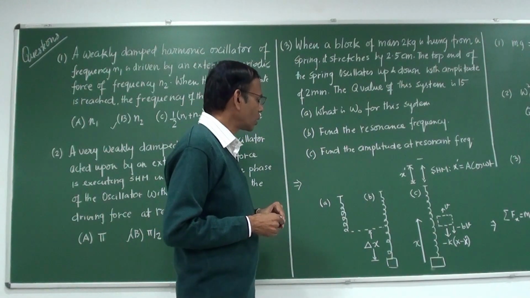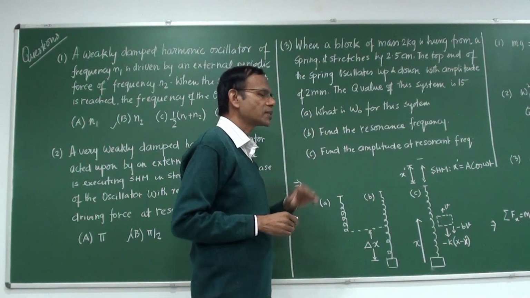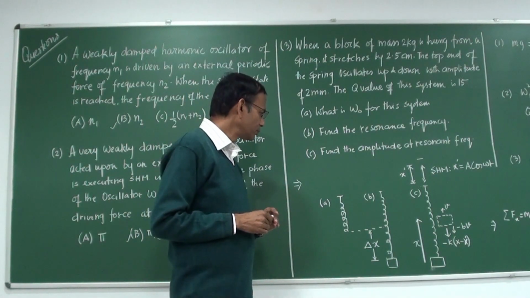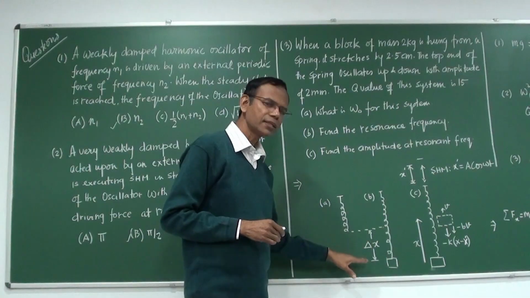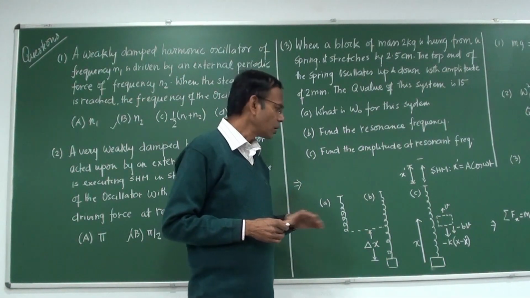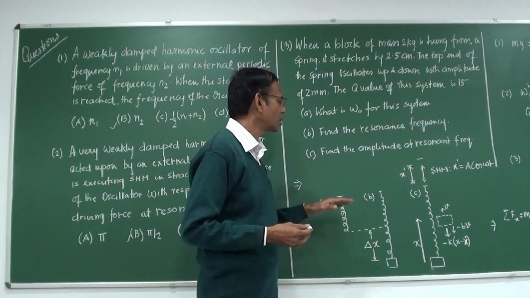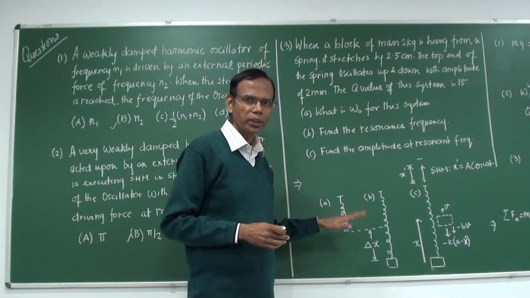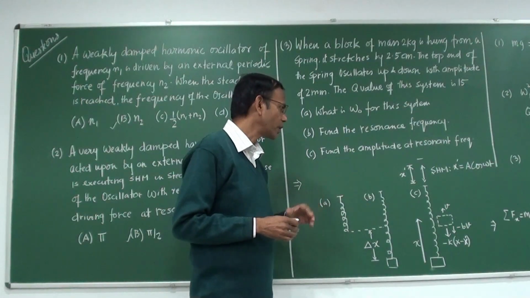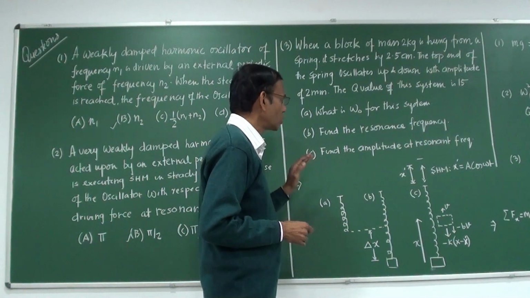Now, how to solve this problem? First of all, what is omega 0 for this system? Very easy. Because your delta x is given to you, so you can calculate omega 0. I leave it to you because I will not give you the full solution. First of all, I would like you to do it. So from delta x, how you can find k, and then how you can find omega 0. Find the resonance frequency.